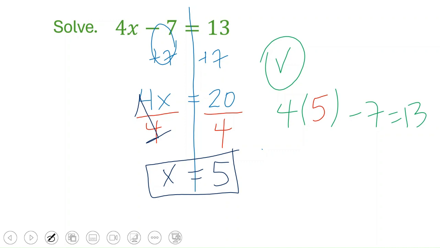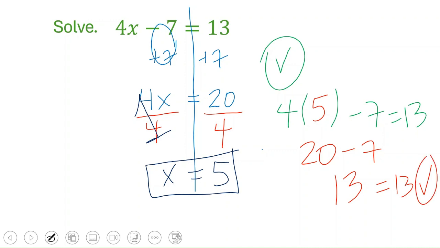So 4 times 5 is 20. 20 minus 7, okay, is 13. So 13 equals 13. Check. My answer is correct. Thanks for taking the time to solve two-step equations with me.